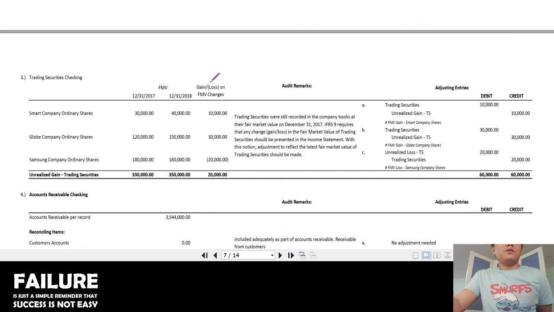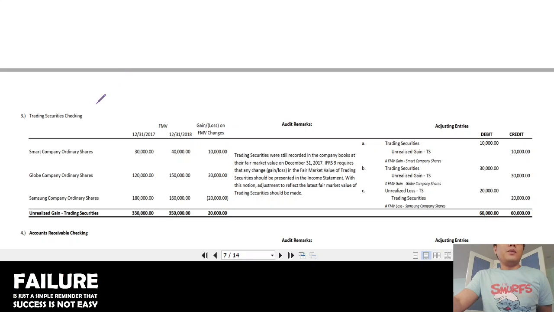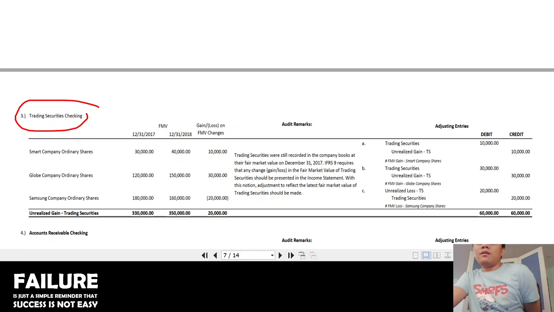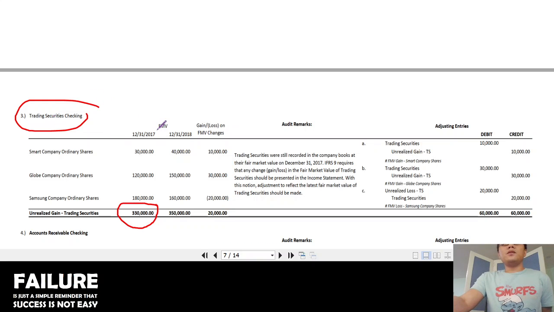So, kung titingnan natin, to continue, kung yung number 1 and 2 natin, it's all about cash ngayon, trading securities na naman, or investment. So, anong nangyari? In the unadjusted trial balance, the trading securities was presented at 330,000, which was the fair market value on December 31, 2017. Ano yung requirement ng PFRS 9 natin? Diba? Trading securities are to be presented at its latest fair market value. Any changes in the fair market value is to be presented in the income statement. So, ang fair market value, pinaka-latest natin na data is 12/31/2018, obviously.